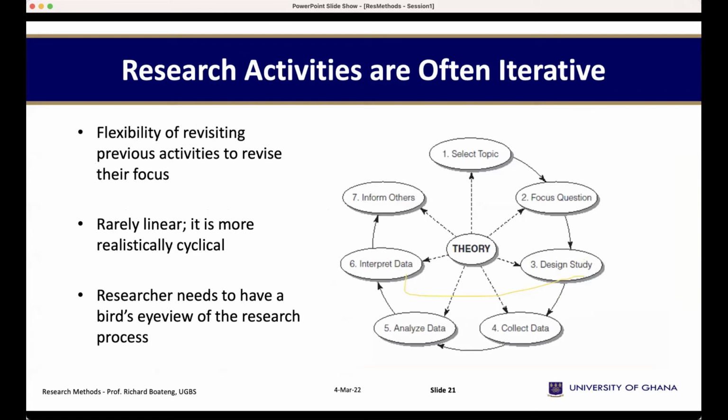Okay, let me finish. There's something I didn't say here. Another thing we have to be careful about is that because we have the flexibility of going backwards, we need to appreciate that the research process itself is rarely a linear activity, but more of a cyclical activity. That's why you have the flexibility of going forth and backwards. And it's also important that you, the researcher, have the best bird's eye view of the project.